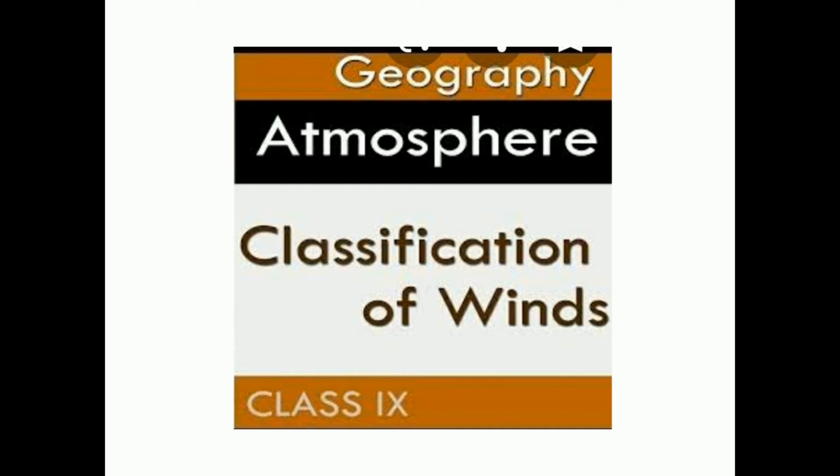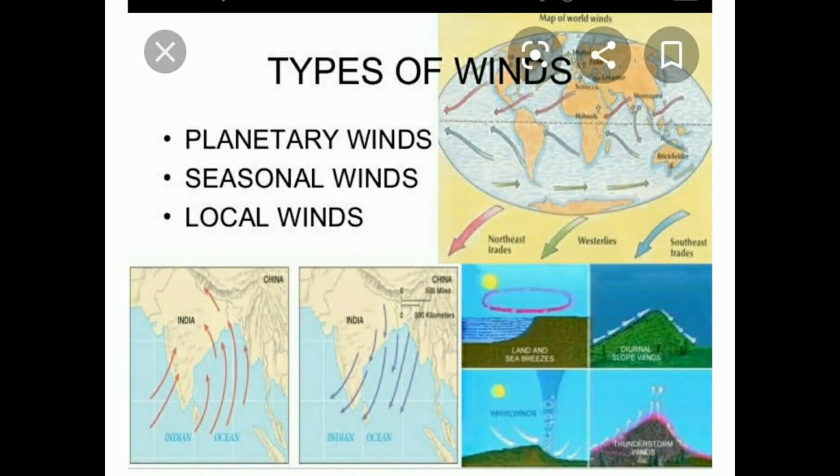Depending upon the wind speed, their features, their directions, the way they occur, winds are classified into three types. Those three types are planetary winds, seasonal winds and local winds. Once again children, depending upon the speed, features, directions and the way they occur, winds are classified into three types. What are the three types of winds? Planetary winds, seasonal winds and local winds.